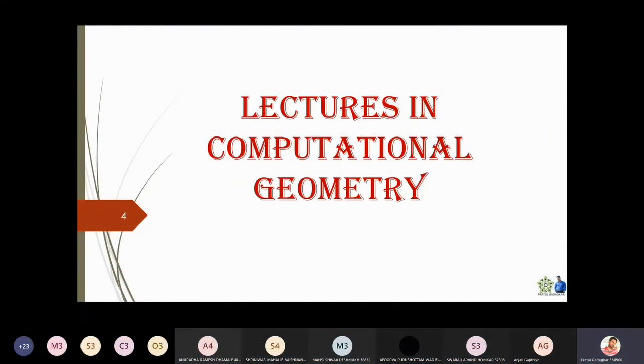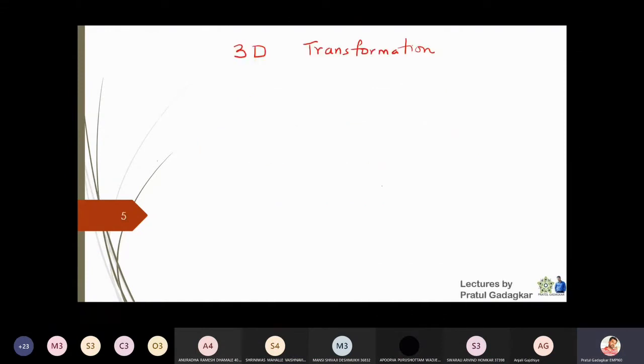In this lecture, we are going to study three-dimensional transformations. The study of three-dimensional transformation is very similar to two-dimensional transformations. First of all, any point in three dimensions is represented by x, y, z. And as we studied homogeneous coordinates in 2D, here too this point in homogeneous coordinates will be represented by x, y, z, and 1.